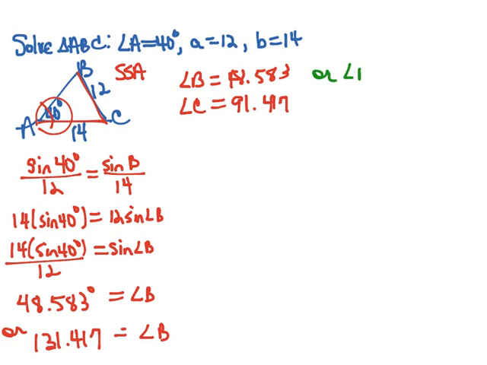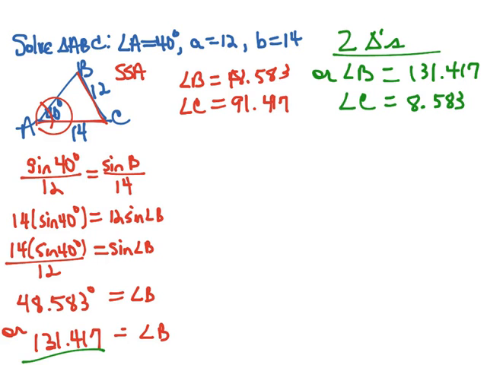Or, if angle B is equal to 131.417, would there be enough degrees left in the triangle for angle C? So if we take 180 and we subtract 131.417 plus the 40 degrees we already know we have in our triangle, we come up with angle C is 8.583. So there are indeed two triangles that work in this problem, because we had two different choices for angle B, and then using that angle B along with the 40 degrees we already knew we had in the problem, we came up with degree measures for angle C.